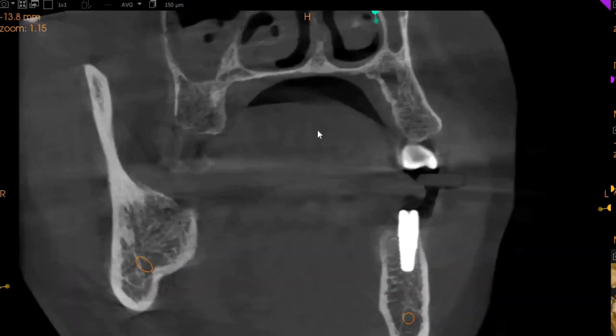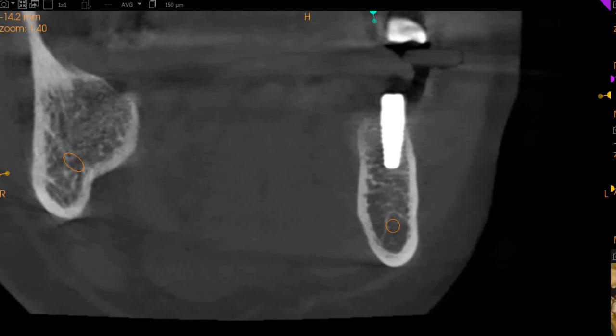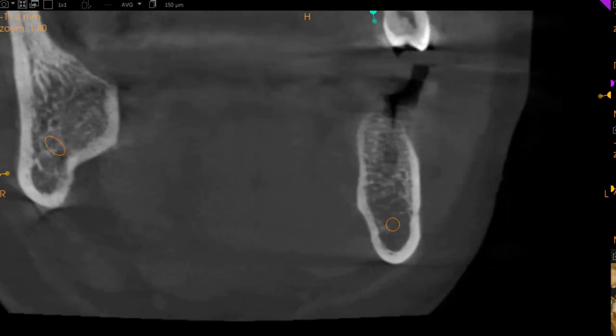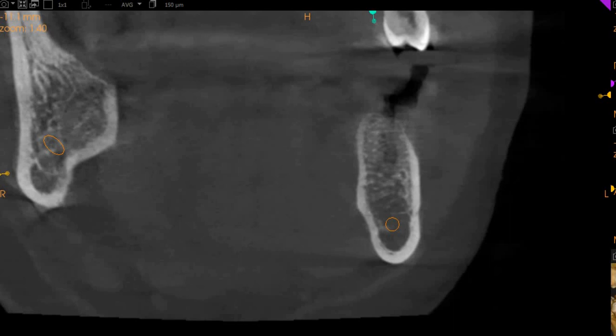This is the coronal view, which is a front to back view. The implant is placed buccally, which is why there could be some bone loss on the buccal aspect around the crest, but otherwise on the coronal view, we don't see any peri-implant radiolucency. This is the distal aspect where we see a little bit of radiolucency.